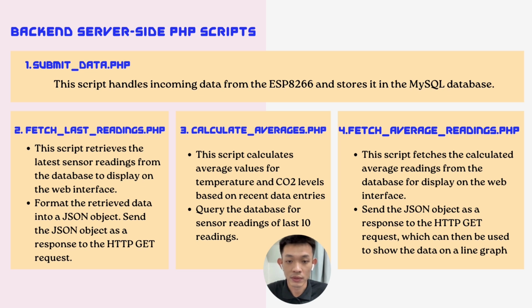Last, fetch average reading.php fetches the calculated average reading from the database for display on the web interface. It sends the JSON object as a response to the HTTP GET request, which can be used to show the data on a line graph within the web interface to check on the data insight and analysis.